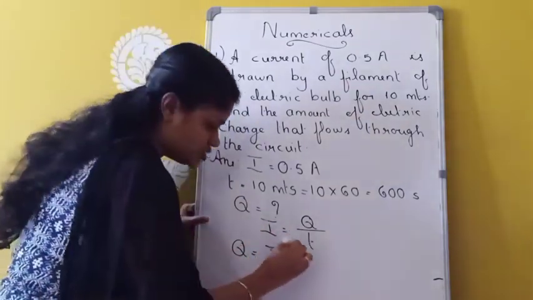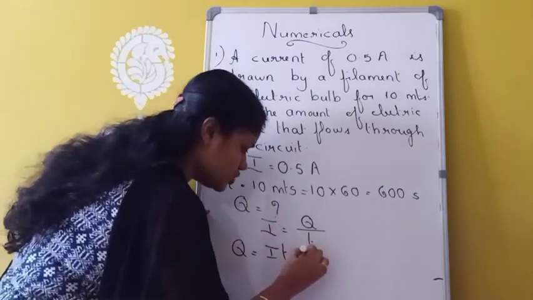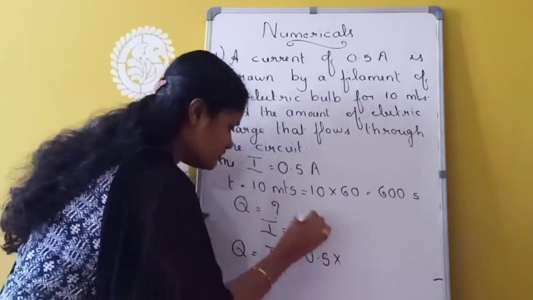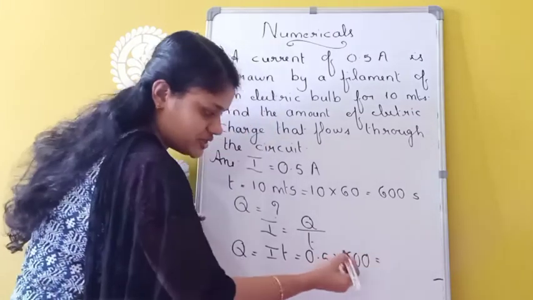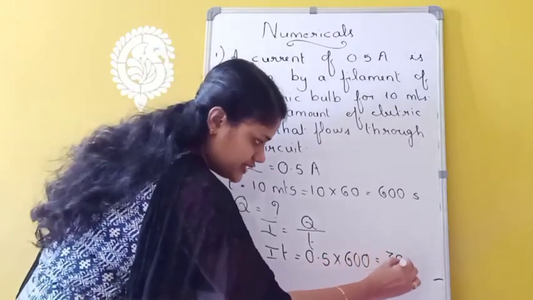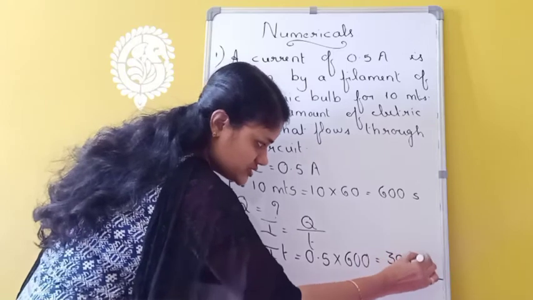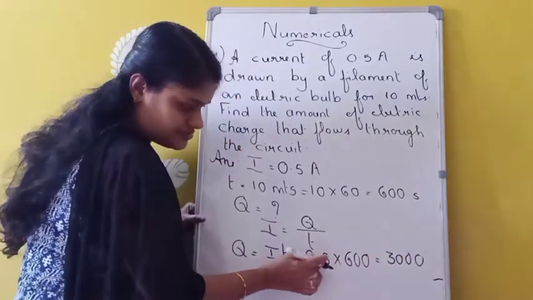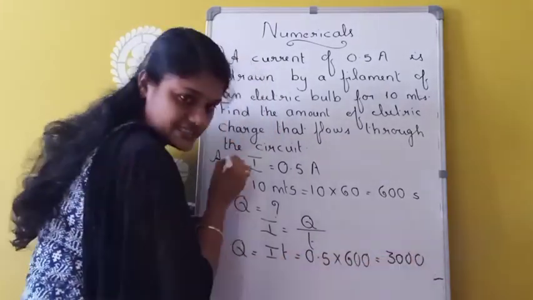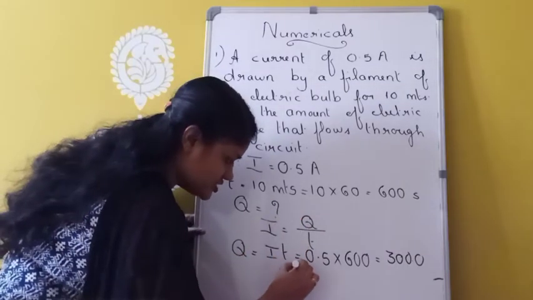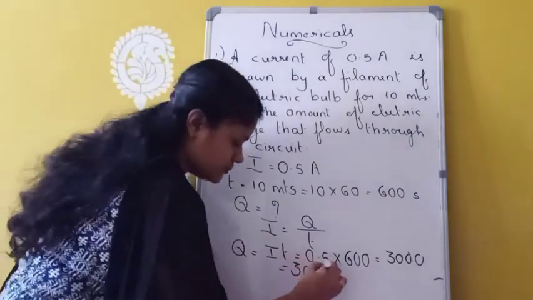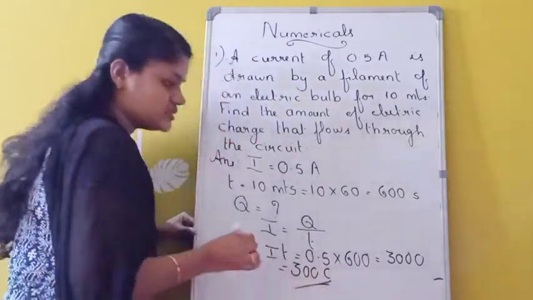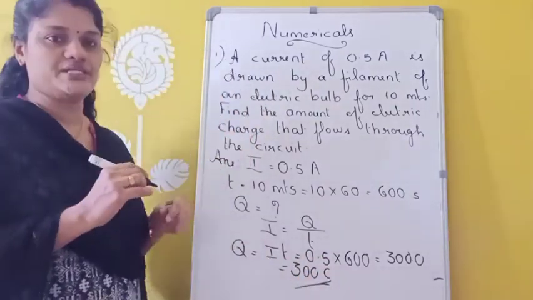Current into time. So that is equivalent to, current here is 0.5, into the time, 600. So 5 into 6 is 30. Then again two zeros are here, but after the decimal there is 1 digit, so I can put a decimal here. So I will get 300. And the unit of charge is coulomb. So 300 coulomb. This is the charge flowing through the circuit.